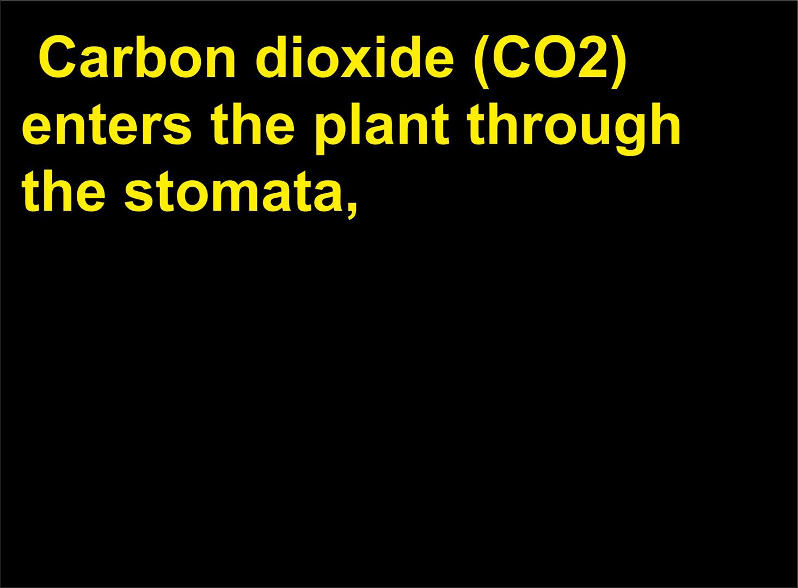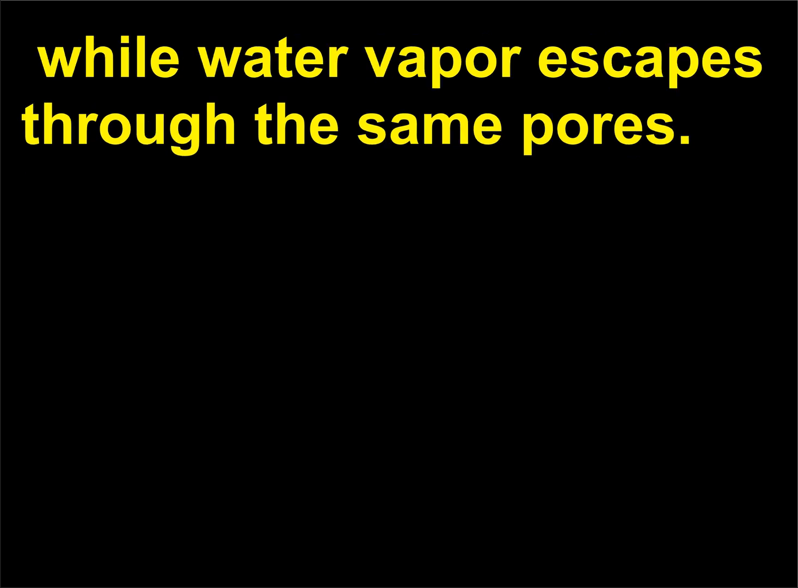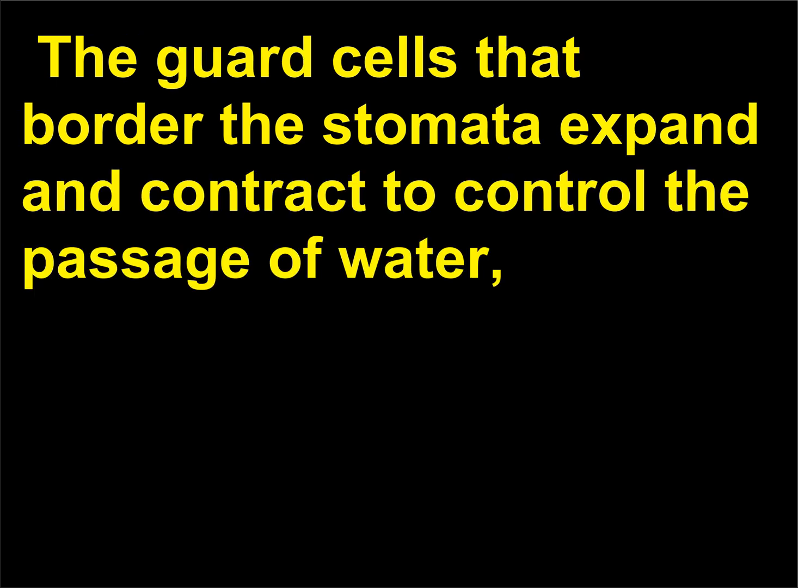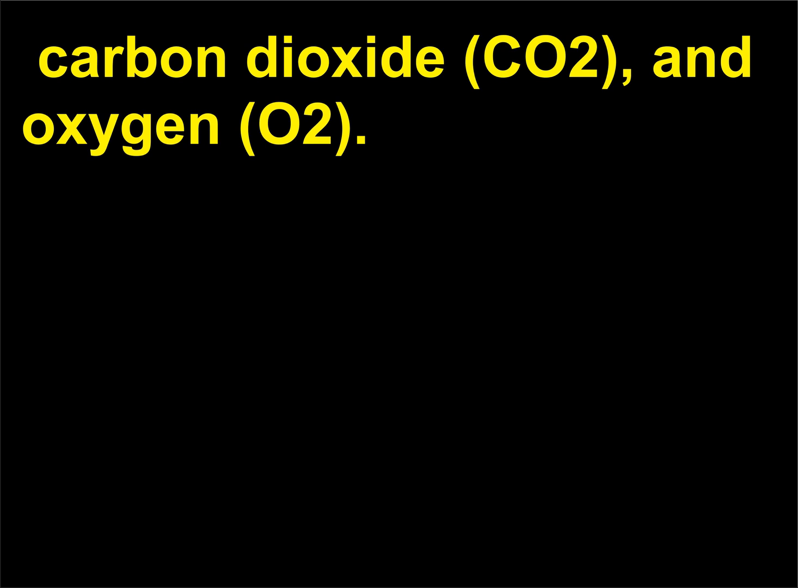Carbon dioxide, CO2, enters the plant through the stomata, while water vapor escapes through the same pores. The guard cells that border the stomata expand and contract to control the passage of water, carbon dioxide, CO2, and oxygen, O2.